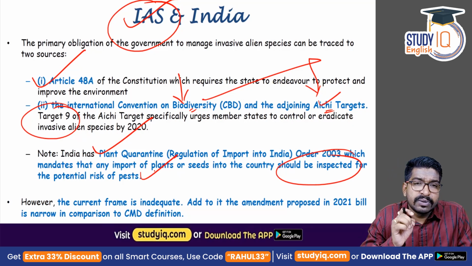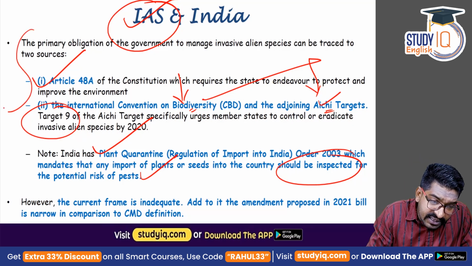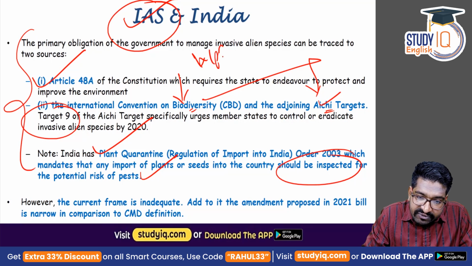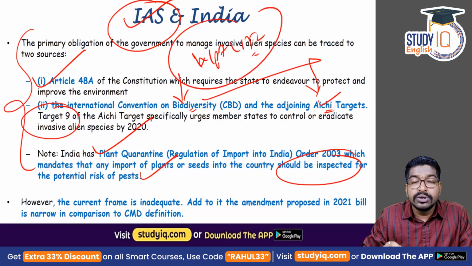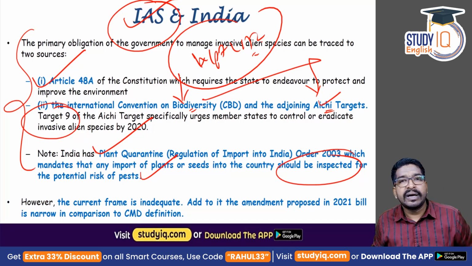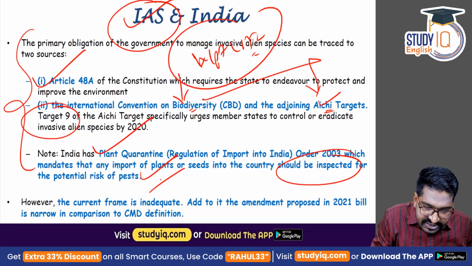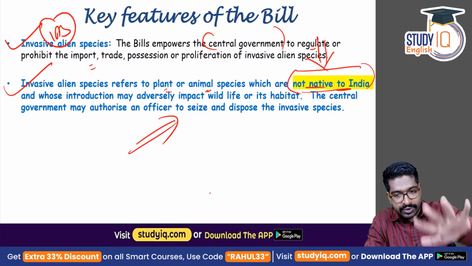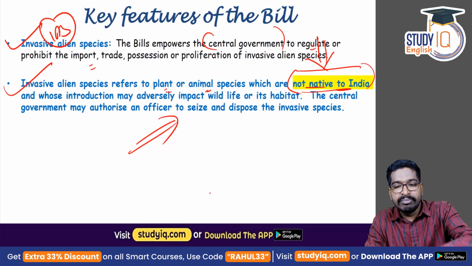And also remember that these things are already inadequate. The Wildlife Protection Act that we have of 1972 also has certain loopholes, and now the amendment is not plugging it. Already the framework is inadequate, and the proposed amendment is also rather inadequate in terms of definition. I told you what the definition was according to India's bill.